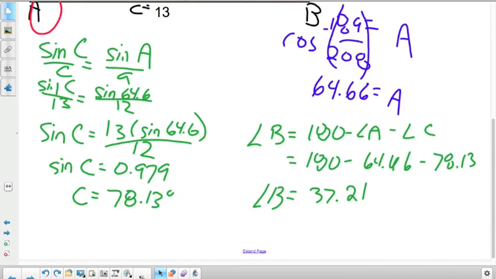Okay? Any questions? That's it for this unit. Sine law, cosine law. Two ways to use the cosine law: finding a side opposite an angle that you know and two other sides, and solving for an angle. After this, it's just review.